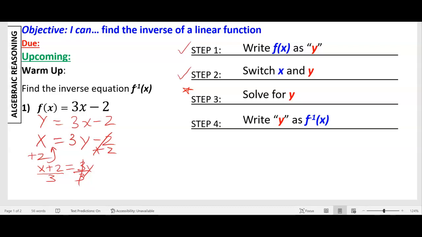Now when that 3 eliminates, now I just have y equals. That's what I want. I solve for y. Step 3 accomplished. Step 4, I don't want it to be y. I want to make sure it looks like this, f inverse x. So let's write that. F inverse x equals, and then you can put this part right here, x plus 2 over 3. So this original equation and this new equation are inverse functions. They're opposites. They undo each other. That's how we've been talking about it.